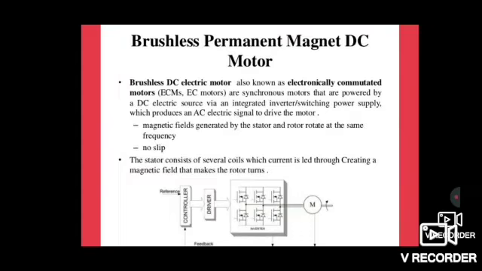Then the next form, brushless permanent magnet DC motor, that is brushless DC motor. It is also known as electronically commutated motors, that is ECM or EC motor. They are synchronous motors that are powered by a DC electric source via an integrated inverter or switching power supply, which produces an AC electric signal to drive the motor.